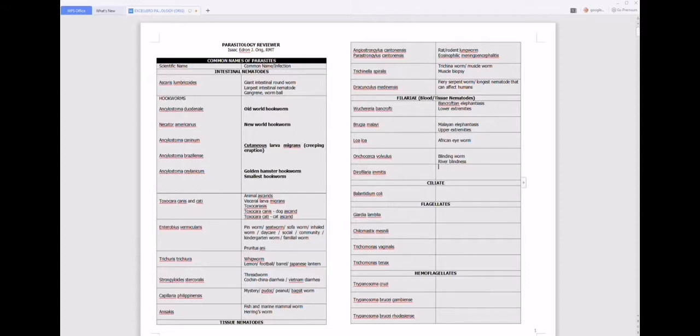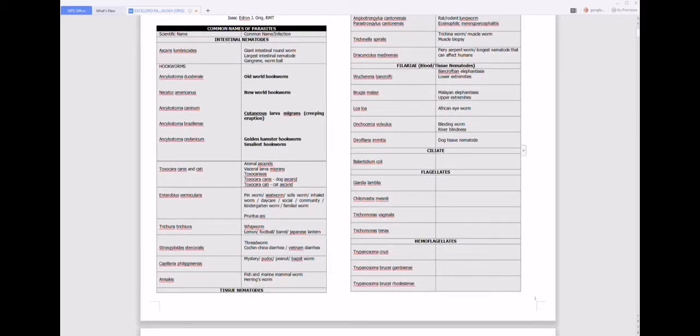Next, Dirofilaria immitis. So this is a dog tissue nematode. Okay? So we can discuss it further later in our topic proper. Okay? So filariae can cause Bancroftian, Malayan elephantiasis, and can also cause blindness. So kaya siya blood and tissue nematodes, di ba?